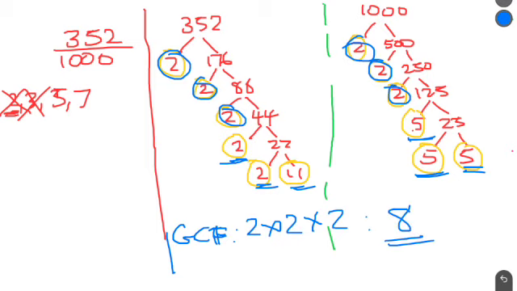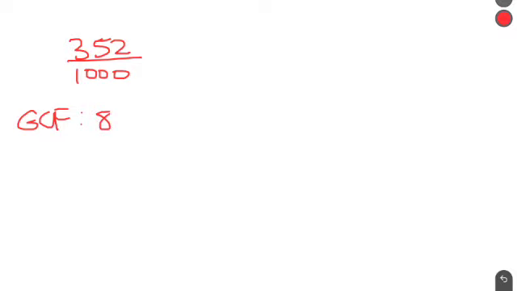So now what do we do with that 8? I'll show you on the next page. Just keep in mind the greatest common factor here will be 8. So now, with the goal of simplifying this fraction, 352 over 1,000, we take that 8 and we divide both the numerator and the denominator by the greatest common factor.